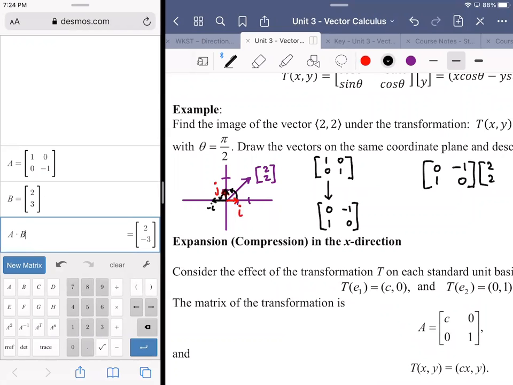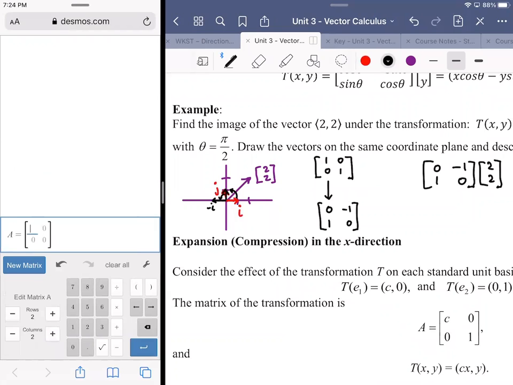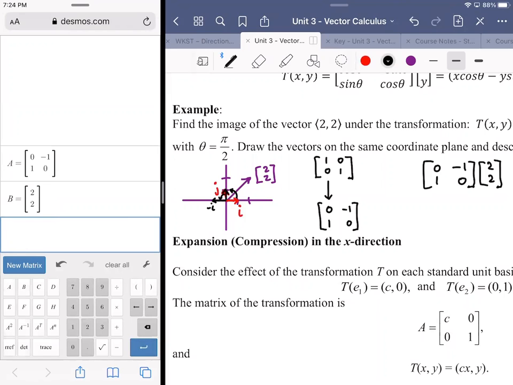by 2, 2. All right. So 0, negative 1, I should say. 1, 0. And then 2, 2. And then the product of A and B. Again, just so you don't have to worry about doing that by hand. All right, so 0, 1, negative 1, 0. Okay, so negative 2, 2.